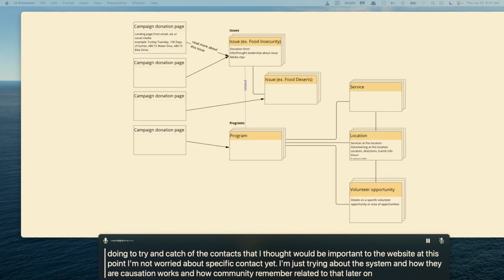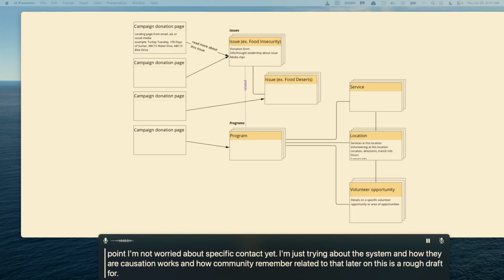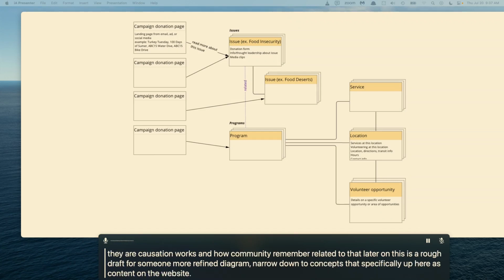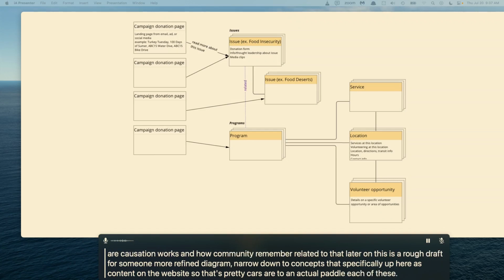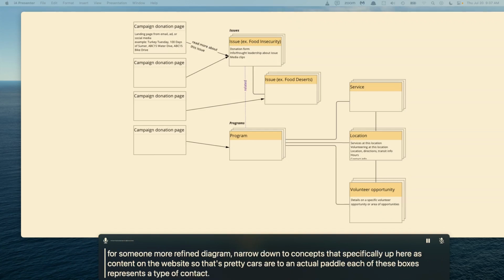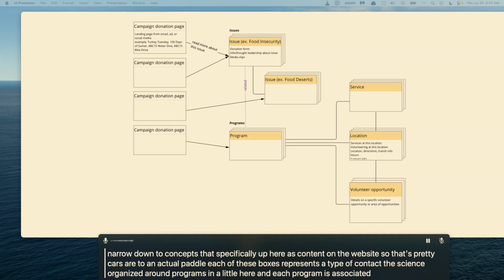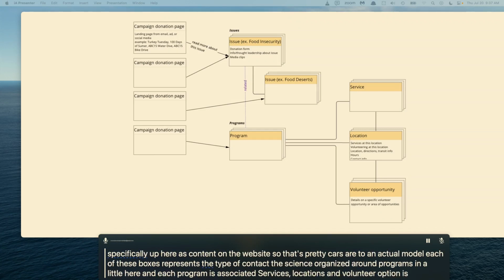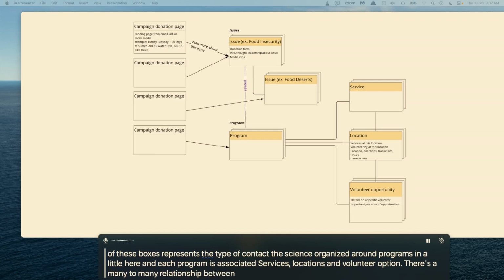Later on, this is a rough draft for a somewhat more refined diagram, narrowed down to concepts that would specifically appear as content on the website. So this is a precursor to an actual content model. Each of these boxes represents a type of content. The site is organized around programs in the middle here, and each program is associated with services, locations, and volunteer opportunities. There's a many-to-many relationship between each one.